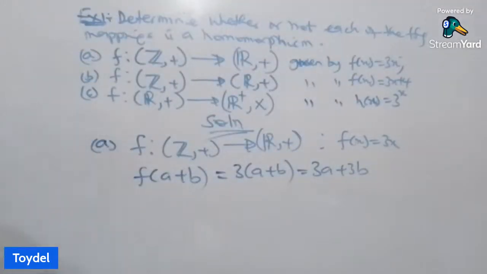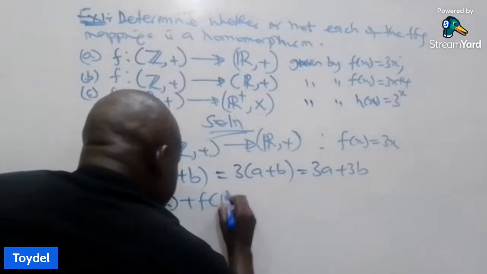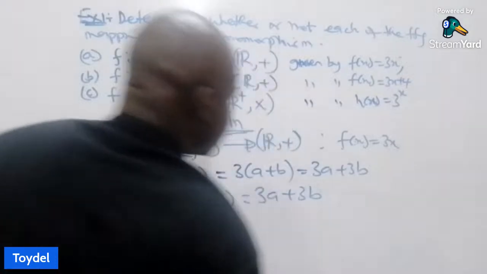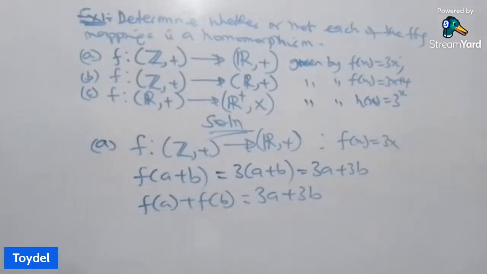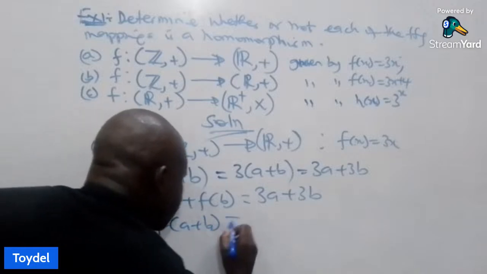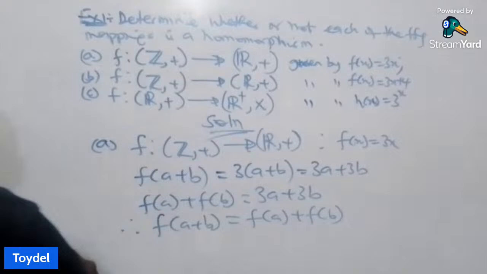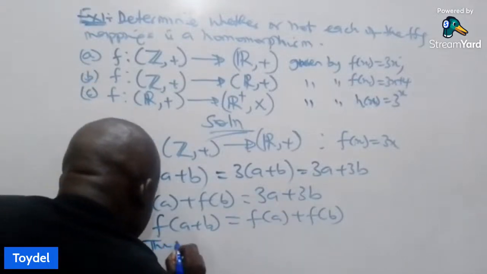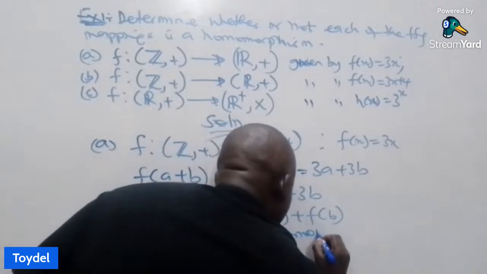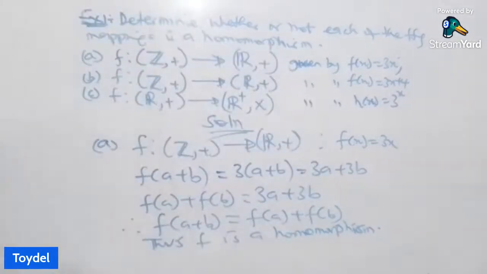So will this give us the same thing as saying f of a plus f of b? So f of a plus f of b will be 3a plus 3b. Okay. Do we get the same thing? Yes. You now say, therefore, since f of a plus b is equal to f of a plus f of b, since this holds, then we say thus f is a homomorphism. So that's how we conclude.